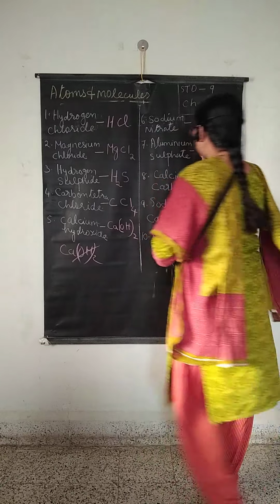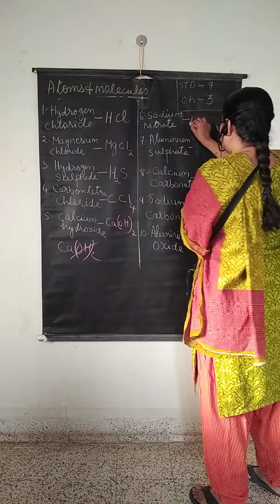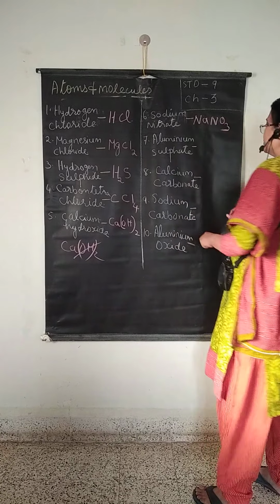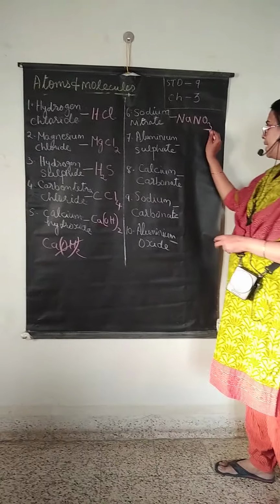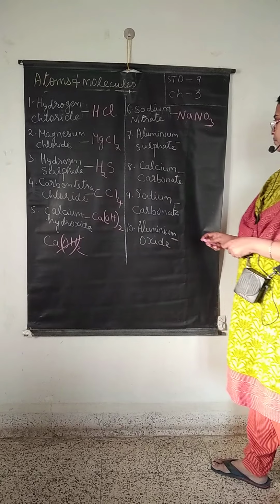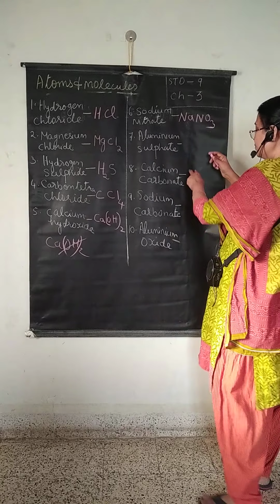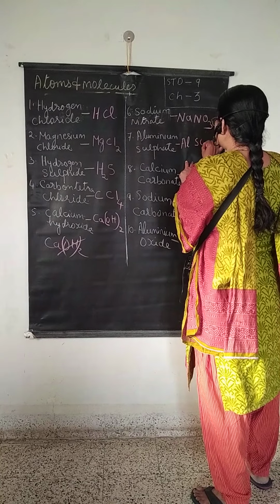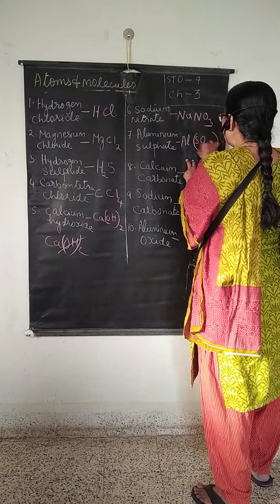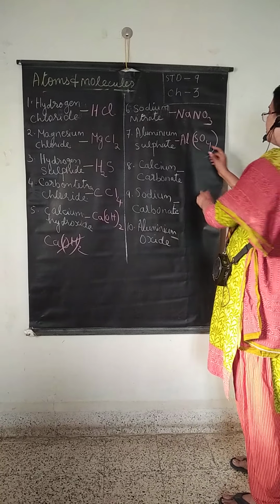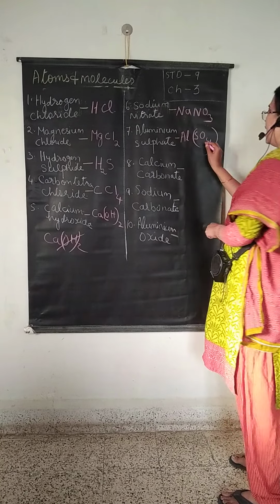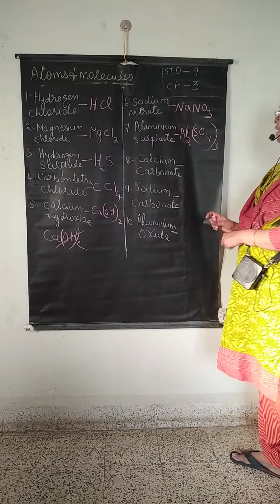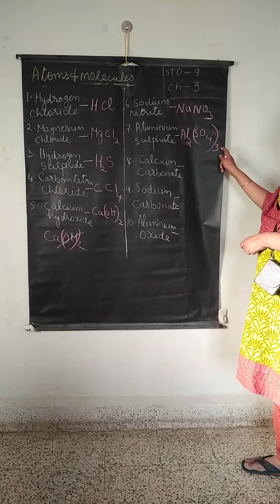Now here you can see sodium nitrate. Sodium is Na. Nitrate radical is NO3. So both are having valency 1. So the formula is NaNO3. Now suppose you take aluminium sulfate, aluminium is Al, sulfate is SO4. Now the valency of aluminium is 3. It should be written under sulfate, and the valency of sulfate is 2. It should be written under aluminium. So the formula is Al2(SO4)3.